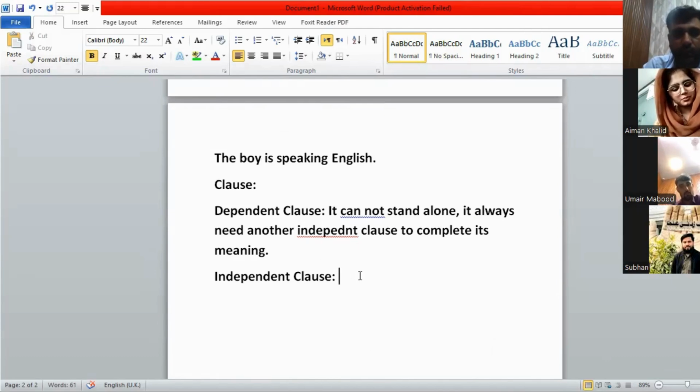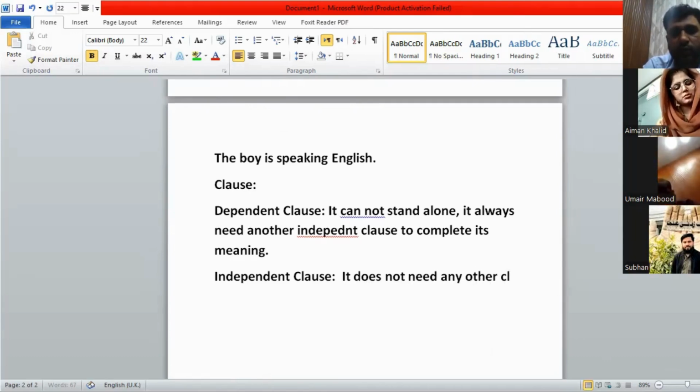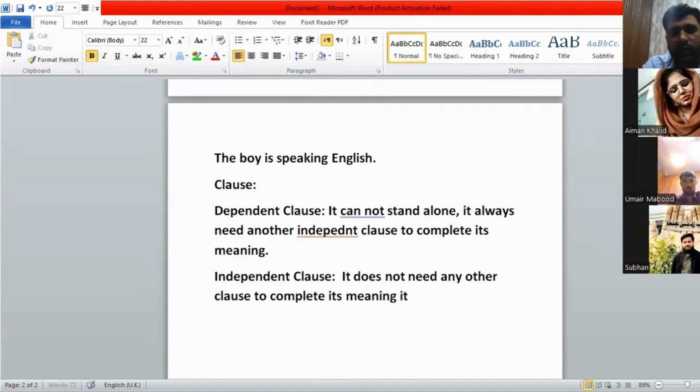Yes. If we talk about an independent clause, it doesn't need any other clause to complete its meaning. It has the potential to stand alone. Clear?